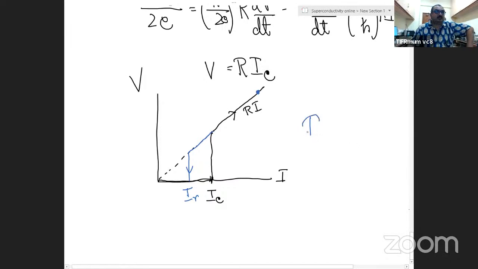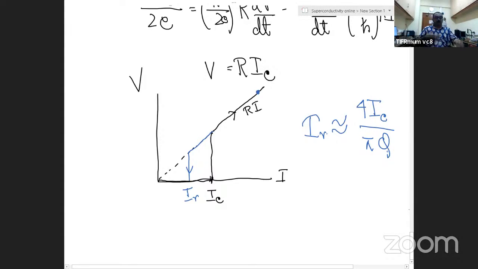This will be an assignment problem in the next assignment, because today I have already given you one assignment, but since I am giving it to you in advance, you can as well do it. Show that the retrapping current under this simple approximation is the critical current divided by pi times the quality factor. The quality factor is related to the dissipation, and that's how it comes in. So this is an approximate relation, but it's a good relation. And this is what I want you to calculate.